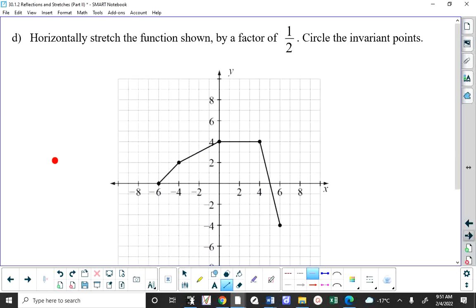All right, and horizontally stretched by a factor of 1/2. Well, this is 6 away, so half of 6 is 3. It will be 3 away. This point is 4 away. Half of 4 is 2. We can connect them. This point is 0 away. Half of 0 is still 0, so it's still 0 away. In other words, it's invariant. And again, at some point, we're asked to circle the invariant points. This is 4 away. Half of 4 is 2.